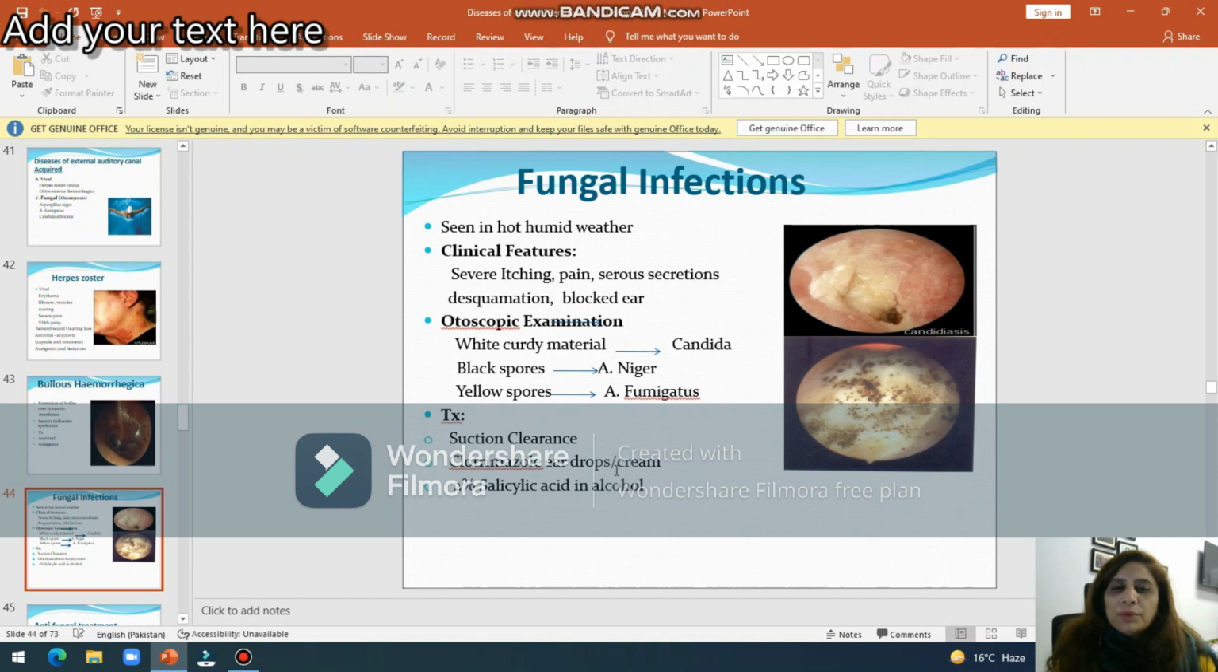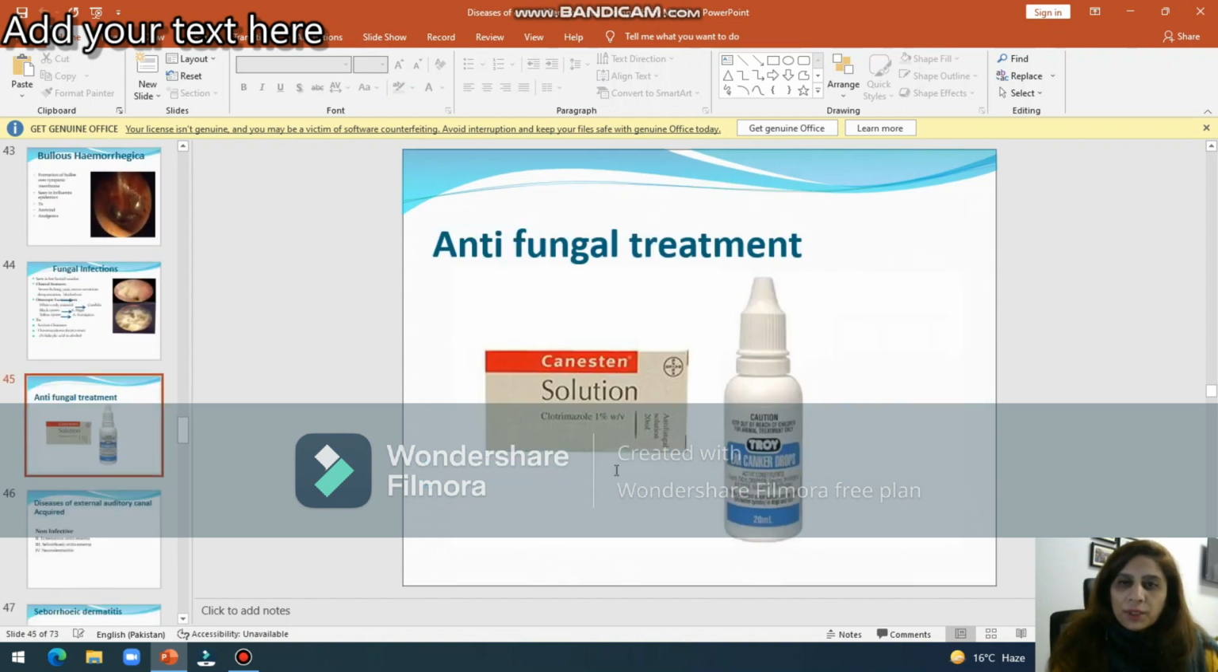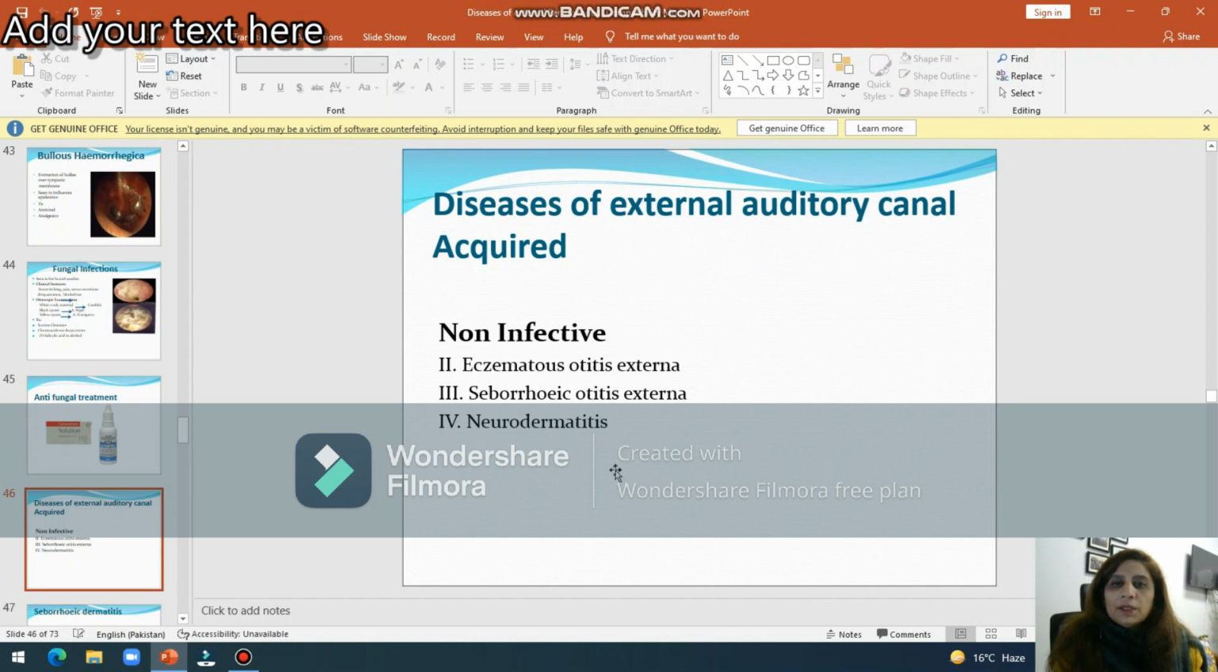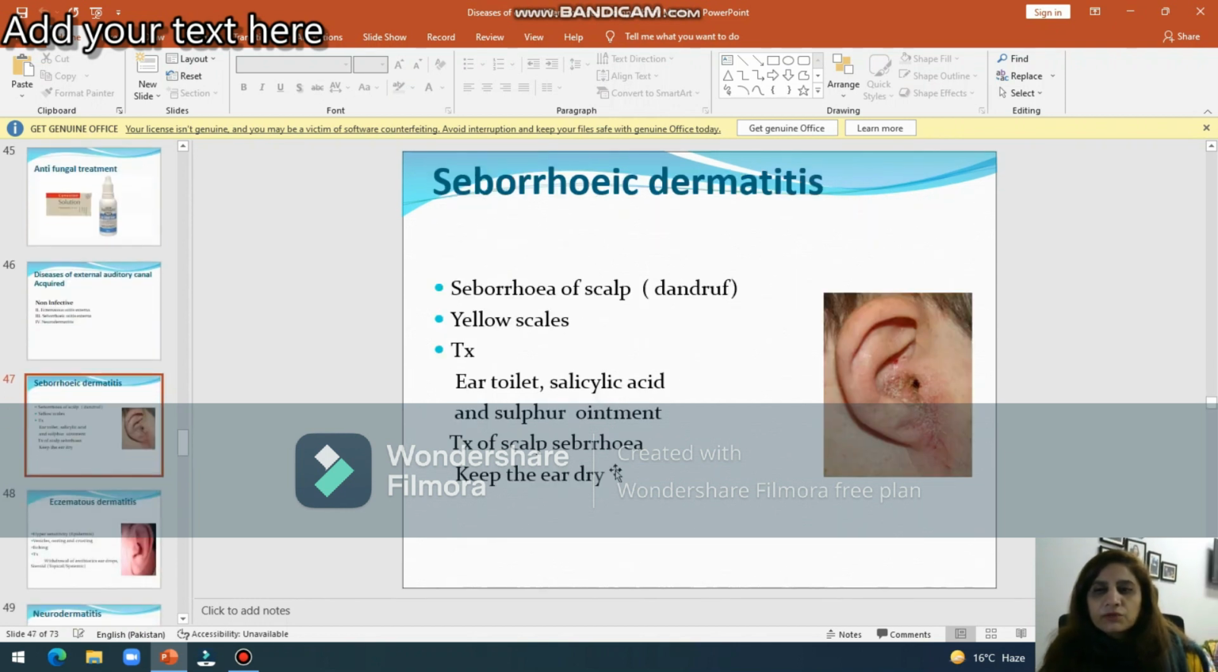And you will also advise the patient to keep his ear dry and to protect this ear from water. So you can see this is antifungal treatment. Then other diseases of the external auditory canal that are not infective may be eczematous otitis externa, seborrheic otitis externa, and neurodermatitis. In cases of seborrheic otitis externa, there will be reddish erythema, and there will be a breach in the epithelium due to scratching, and there will be a history of dandruff.